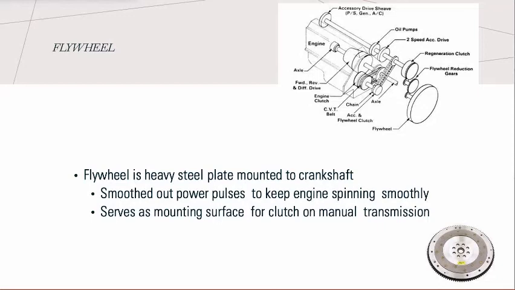As a result, when it's spinning at high speed, it tends to want to keep on spinning, or we could say it has a lot of angular momentum, which means it can store a great deal of kinetic energy. You can think of it as a kind of mechanical battery, but it's storing energy in the form of movement, which is the kinetic energy, rather than the energy stored in chemical form inside a traditional electrical battery. A flywheel is a heavy steel plate mounted to the crankshaft, which smooths out power pulses to keep the engine spinning smoothly and serves as a mounting surface for the clutch on a manual transmission.